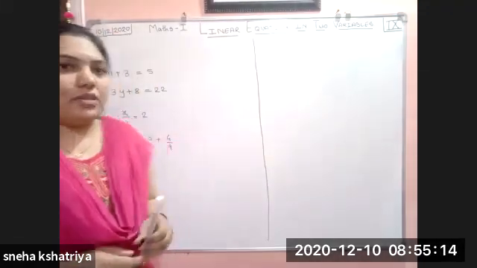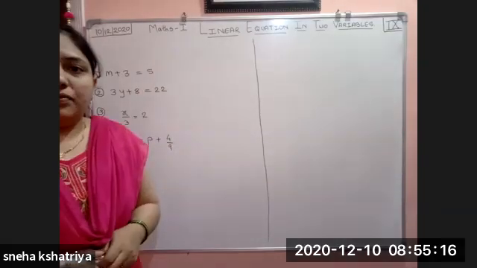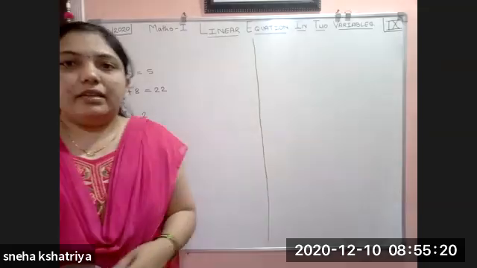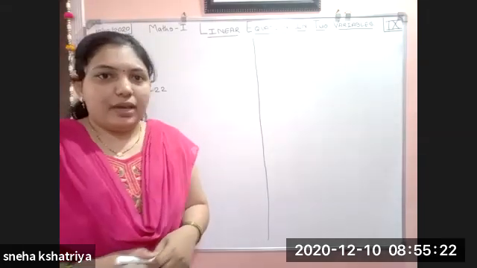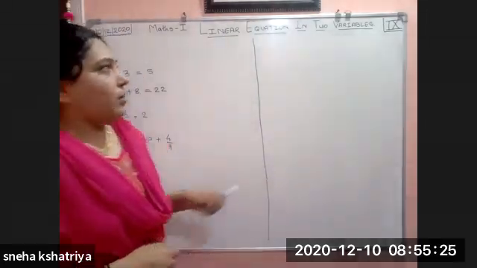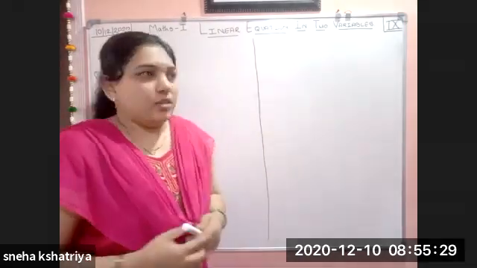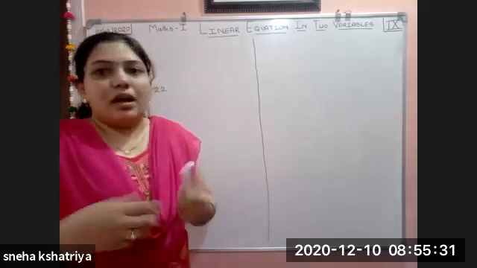Today we are going to start Maths 1 Part 1, the first new chapter, that is linear equations in two variables. First of all, we will see what the variables are. What are the variables? Variables means simply your alphabets.